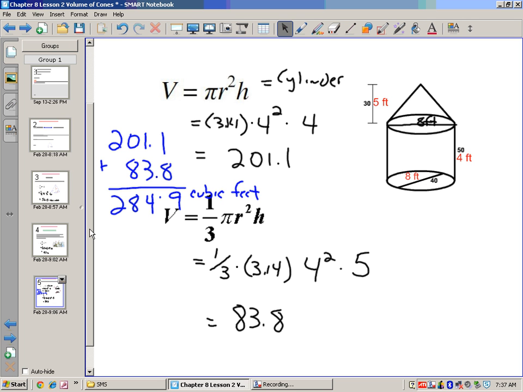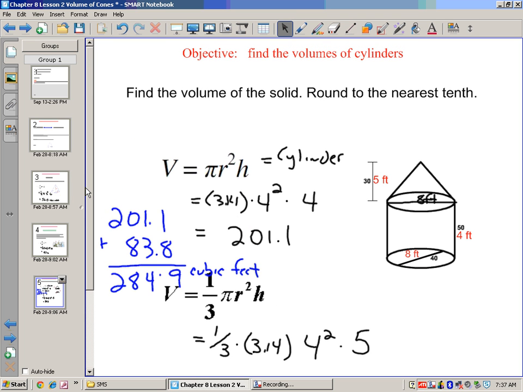And there you have it. That's the last example for volume of a cone. Any questions, please look back on the video or write them down and bring them into class for our activity.